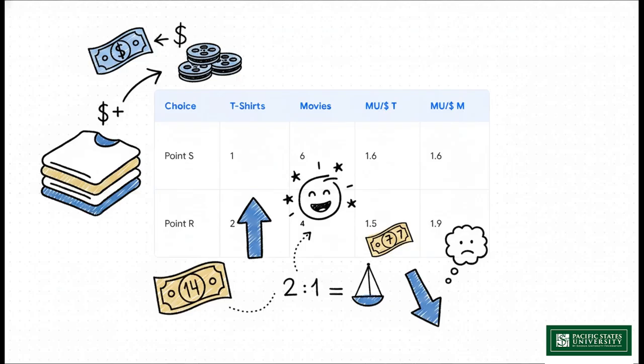Now, what if he moved to point R, deciding to trade some movies for an extra t-shirt? Well, because of diminishing marginal utility, his marginal utility per dollar for that extra t-shirt drops to 1.5, while the utility for the movies he gave up rises to 1.9. Things get completely out of balance. This brings us to a major rule. Consumer equilibrium is mathematically reached when the marginal utility per dollar is exactly equal across all goods. At point S, Jose simply cannot squeeze a single extra drop of satisfaction from his budget by moving his money around. He is maximizing his utility.